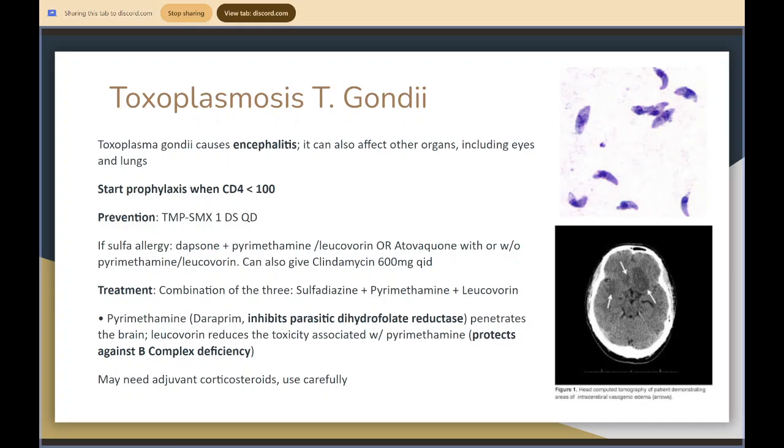let's talk about treatment options for T. gondii. There's a combination of three agents: sulfadiazine, pyrimethamine, and leucovorin. So pyrimethamine, the brand name is Daraprim, and it inhibits the parasitic dihydrofolate reductase. It does penetrate the brain, and then leucovorin reduces the toxicity associated with pyrimethamine by protecting against vitamin B complex deficiency. You may need to use adjuvant corticosteroids, but use carefully because these patients are already immunocompromised.